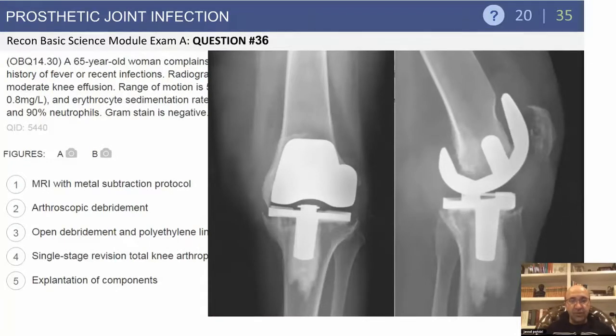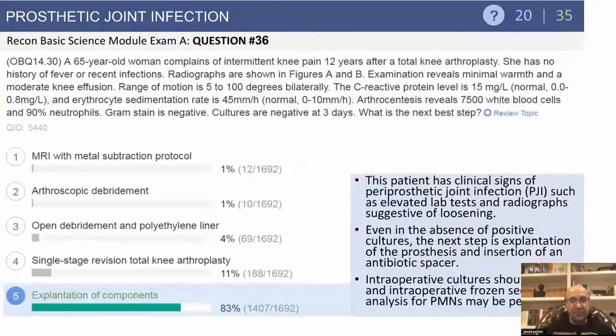So here, what's the available solution? Well, you could choose between 4 and 5, but it's really not giving you too much information to know whether the patient is or is not a candidate for one stage. So here the right answer would be explantation of the components.